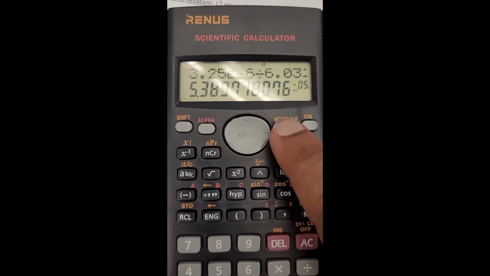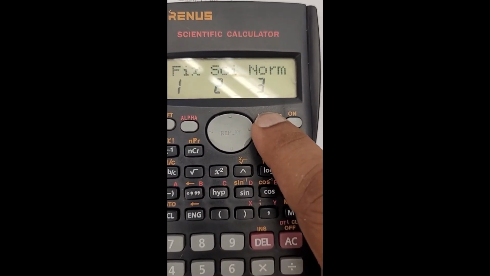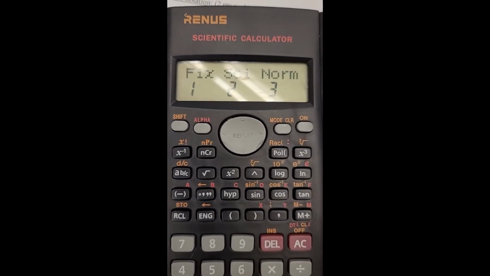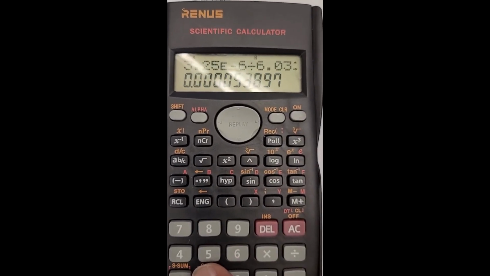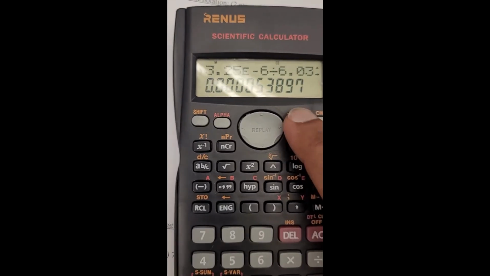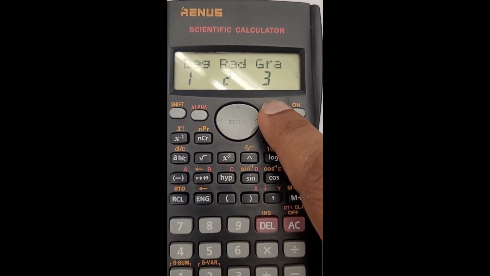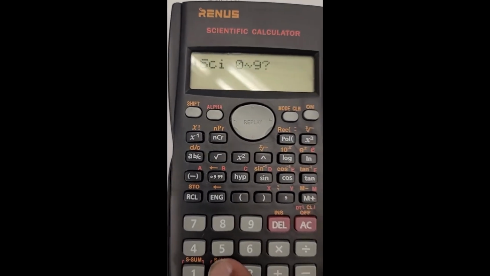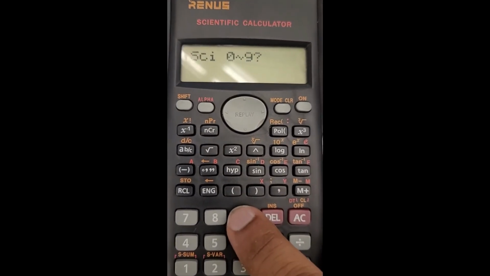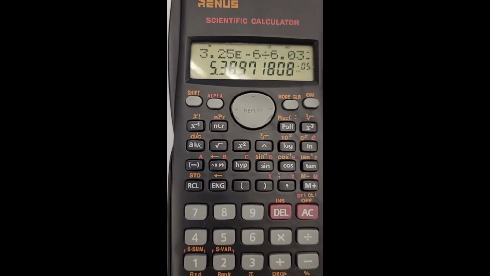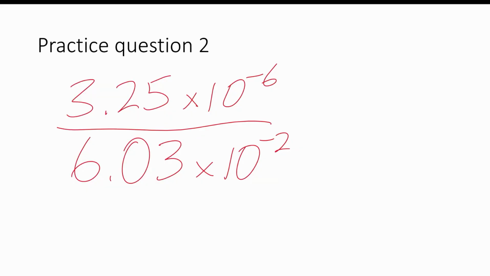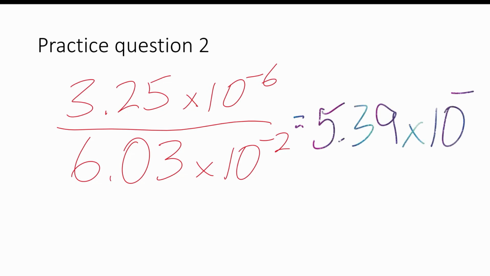You can switch back to standard mode by hitting mode 3 times, pressing 3 for norm, and then pressing 2. I explain to you what number 1 means if you want later. Then you can switch it back to scientific notation by hitting mode 3 times, pressing psi, and then 9 for the maximum number of digits on the screen. So the answer to the second question is 5.39 times 10 to the negative 5 power.